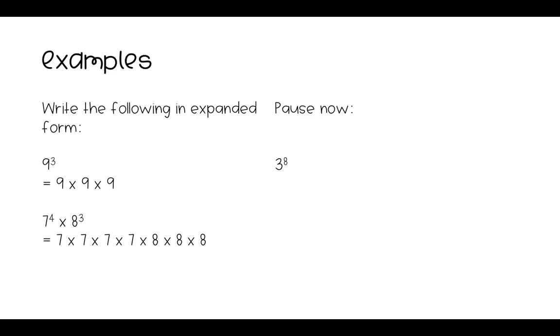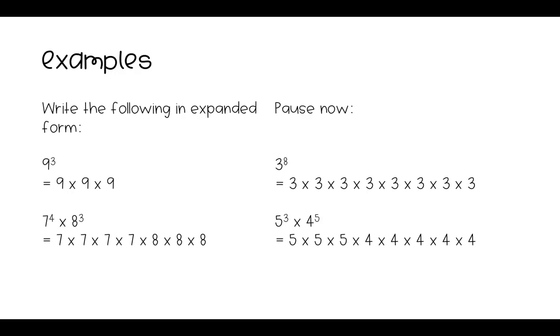So what you should have had is 3 times 3 times 3 times 3 times 3 times 3 times 3 times 3. So it should have been 8 times. Pause it again, do this one. So what you should have had is 5 times 5 times 5 times 4 times 4 times 4 times 4 times 4. And hopefully that'll begin to make more sense as we move through the questions.